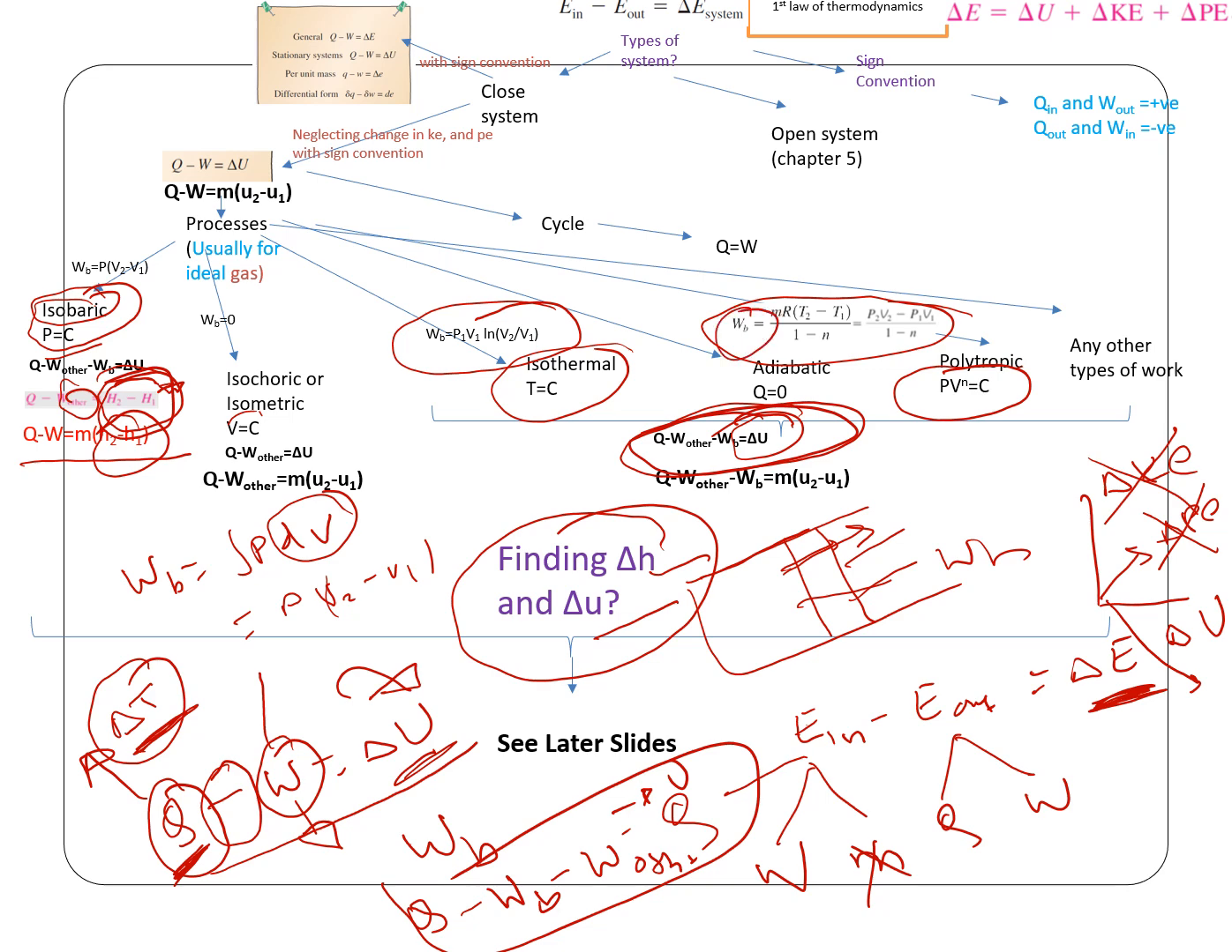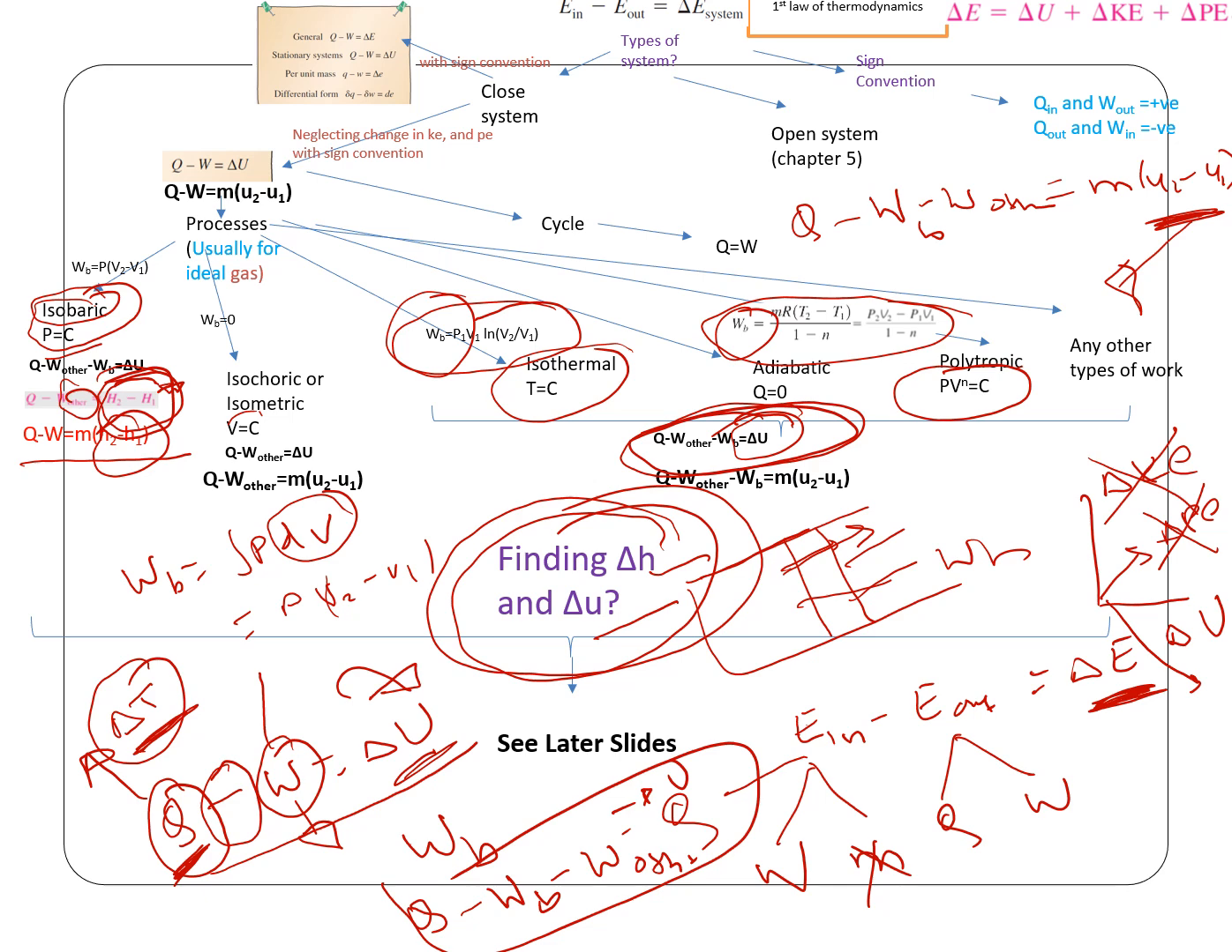So this WB relates just to the boundary work. The general equation, when you are trying to solve the problem, is usually the total energy equation: Q minus W other, any other work, plus boundary work, equals m(u2 minus u1). These u2 and u1 are the specific internal energies that you get from the property table, or you can find using the specific heat formulas. Okay, so I'll discuss more about how we can find change in H and U in the later slides.